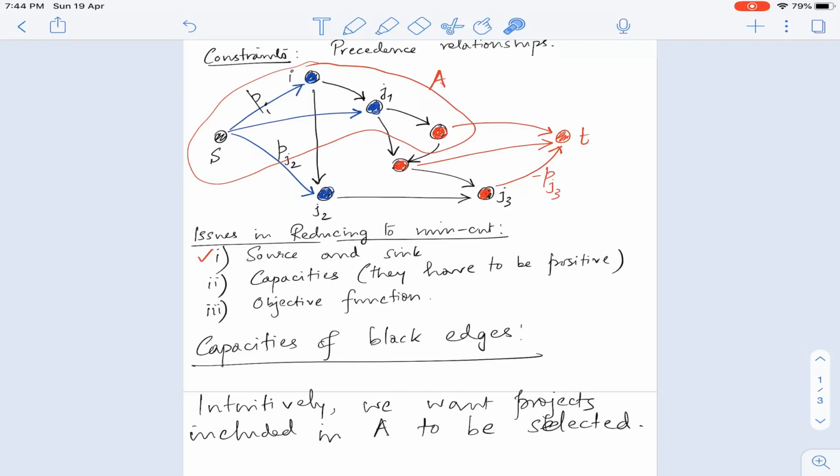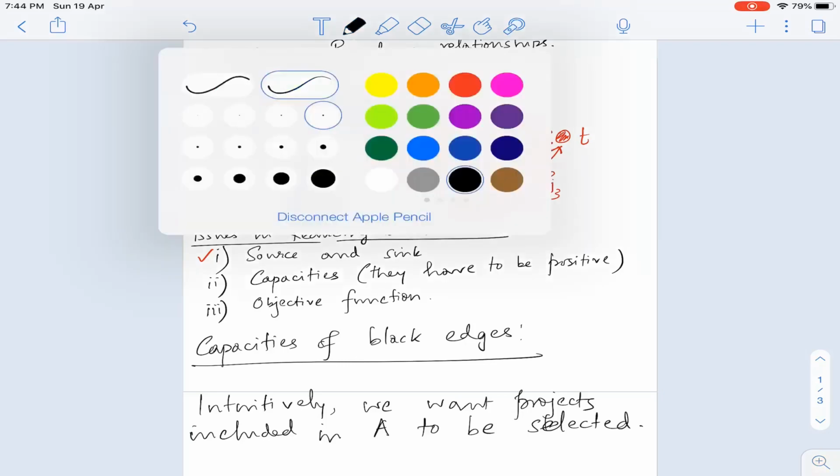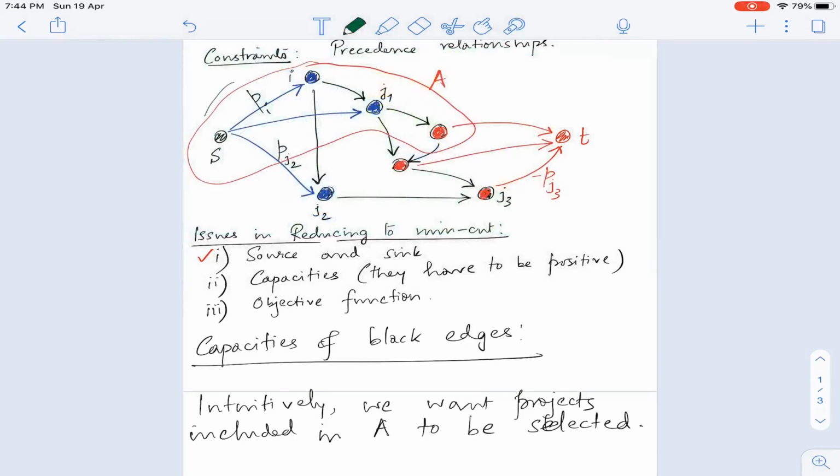And remember, those are feasible solutions to my project selection problem as well. Why are they feasible? Well, if you consider this cut, what does it translate to in terms of the project selection problem? It just translates to the fact that you are not picking any project at all. The A side of the cut is empty as far as projects are concerned. You are not picking any project, but that's a feasible solution. You are free not to choose any project.